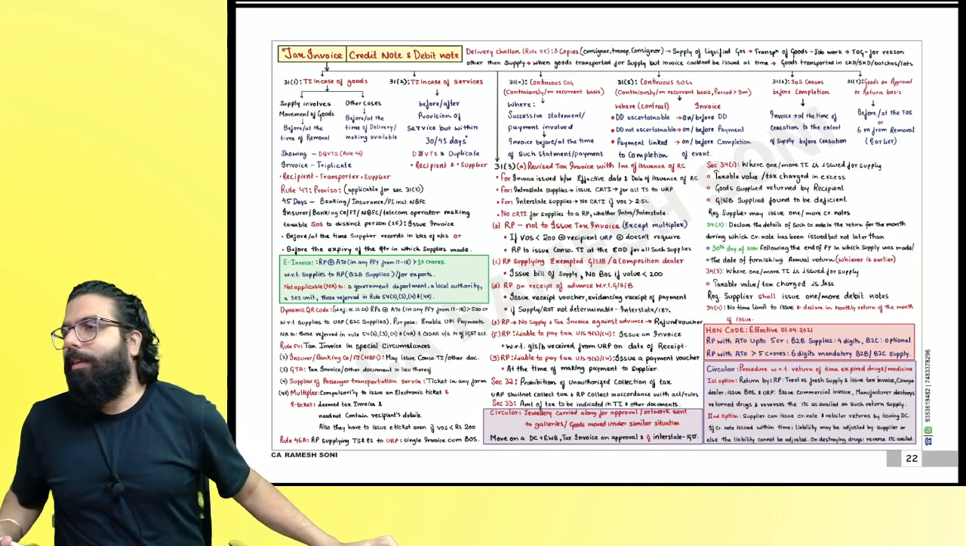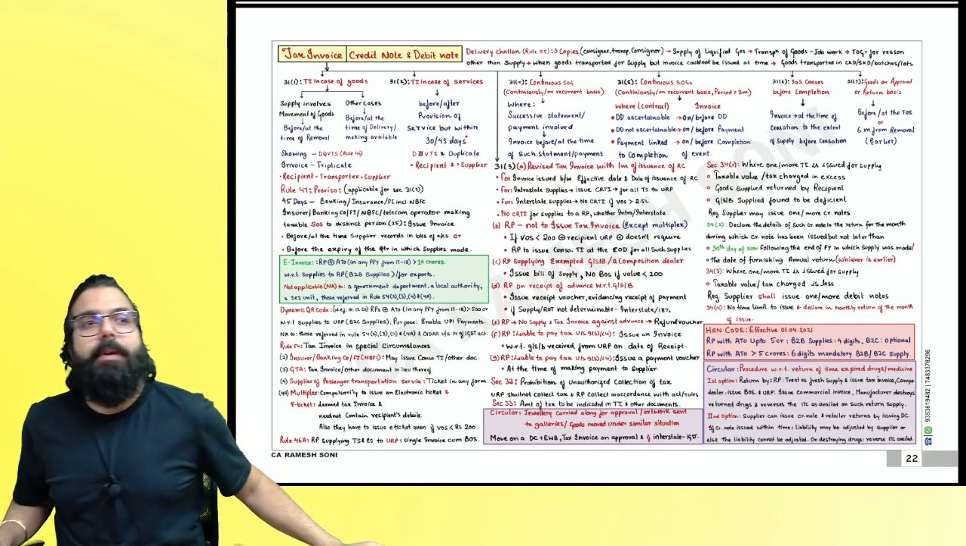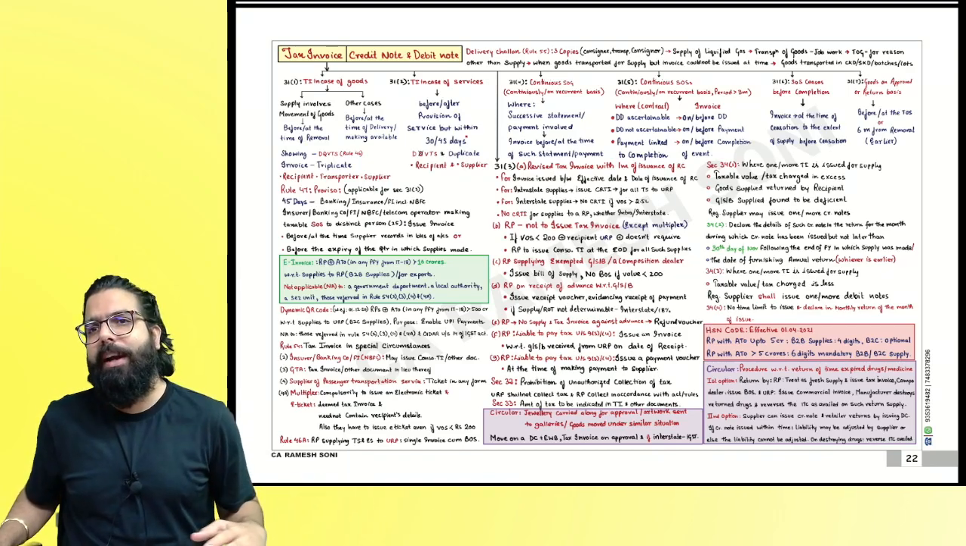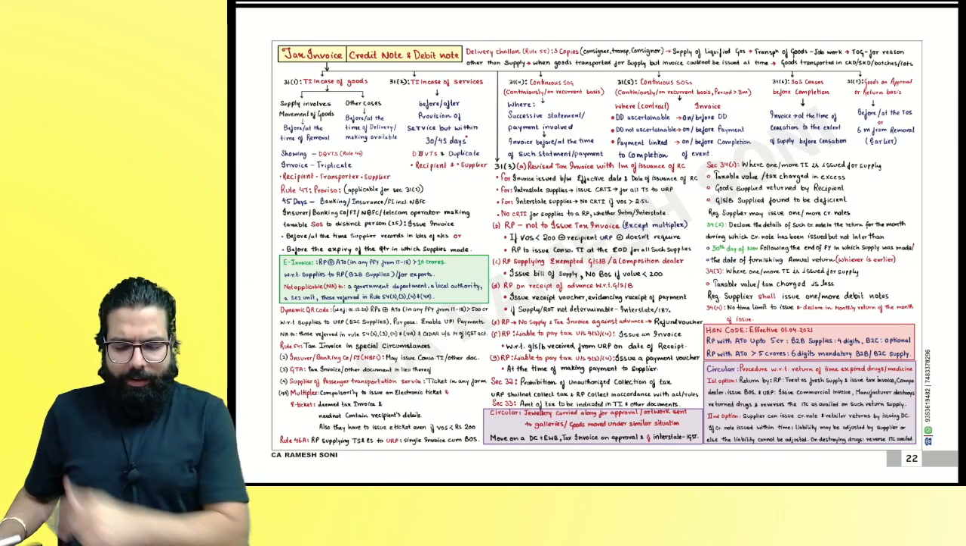Alright, students, let's go ahead and start with the next chapter. The next chapter which we are going to revise is the chapter of tax invoice, credit note, and debit note.